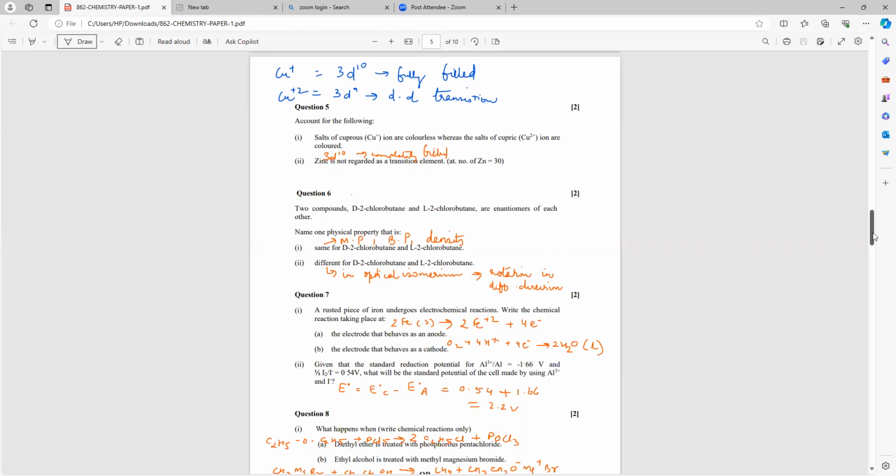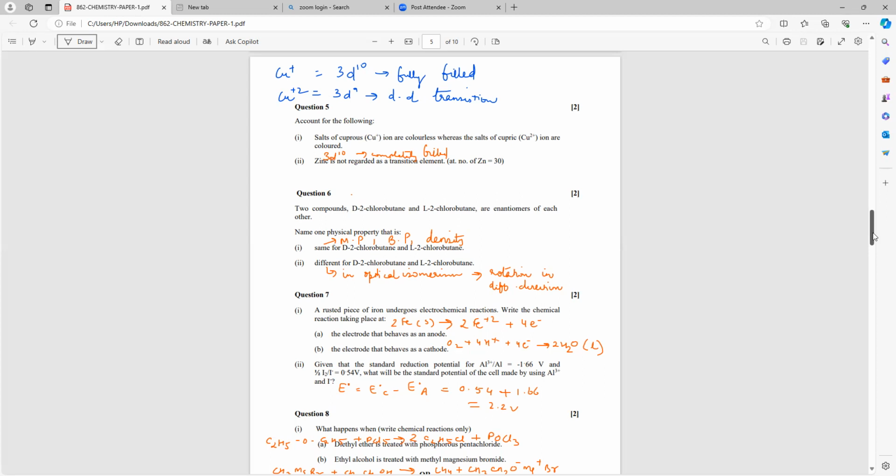Question number 7, a rusted piece of iron undergoes electrochemical reactions. Write the chemical reactions taking place. The first part is the electrode that behaves as an anode. So that is your iron. Your iron loses electrons. You can see the equation. The electrode that behaves as cathode: oxygen plus 4H plus plus 4 electrons forms 2 molecules of water.